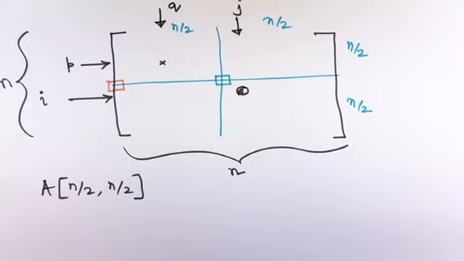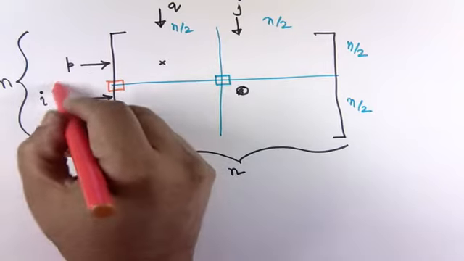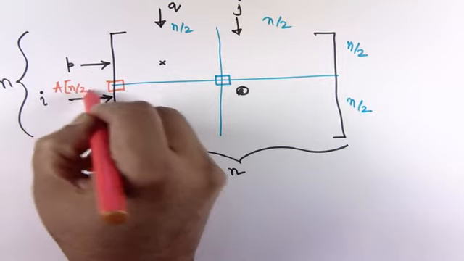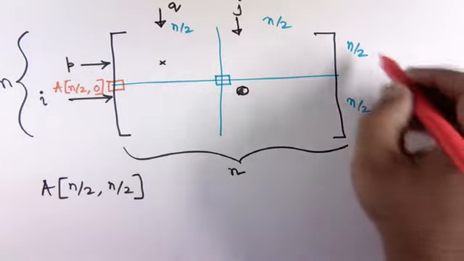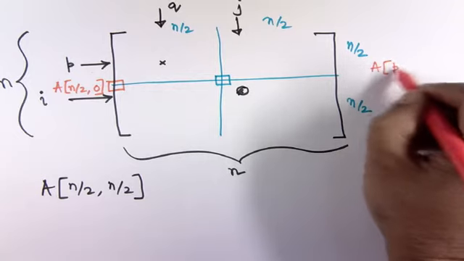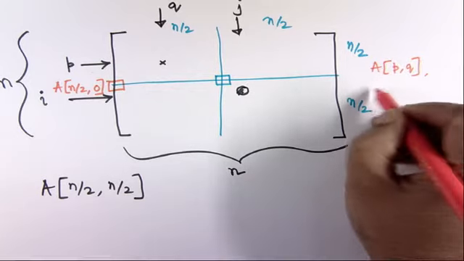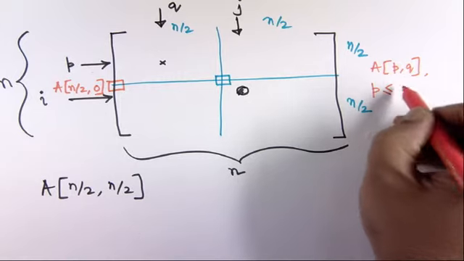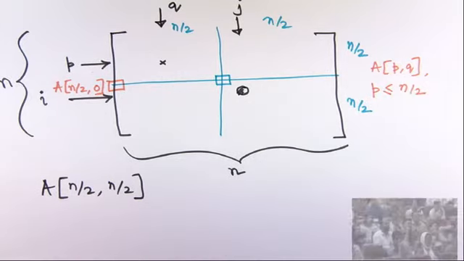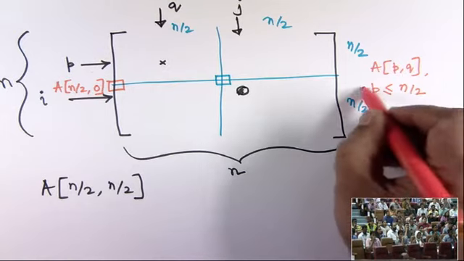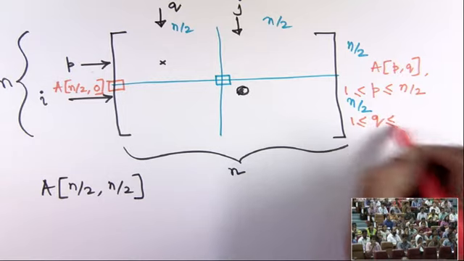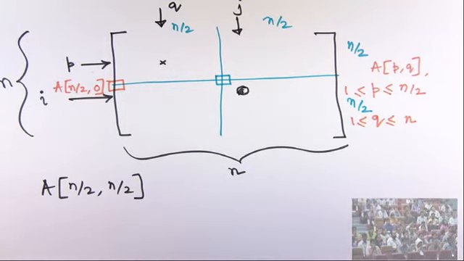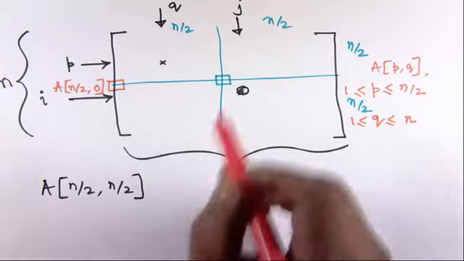So this is, let me think, this is A n by 2, 0. Yes, sir. Okay, so if I look at any element here, then I am talking about a PQ with the condition that P is less than or equal to n by 2 and Q can vary from 1 to n. Yes. And again we will find the middle row.